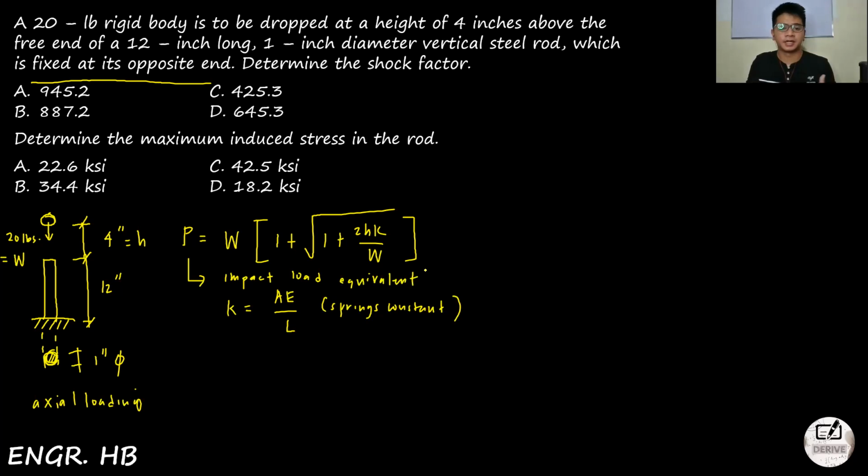Ayan, isa-isahin natin. Meron na tayong W is equal to 20 pounds. Check na yan. Ang H natin, meron na rin. Check na yan. So we're going to solve for the K first, which is the spring constant. K is AE over L. Area: since the vertical steel rod is circular, this is pi over 4 d squared. Ang diameter is 1 inch, so that is inches squared.